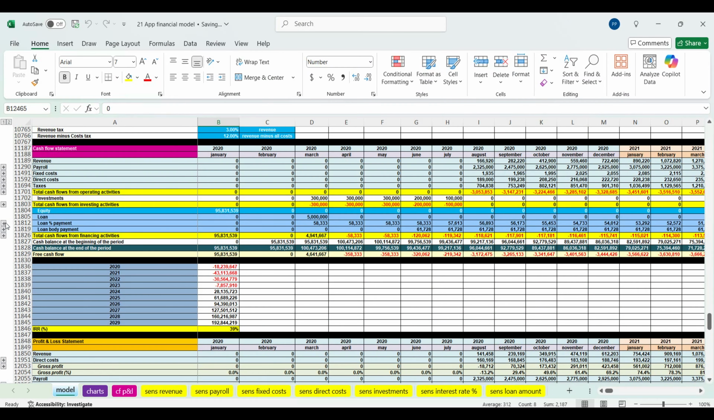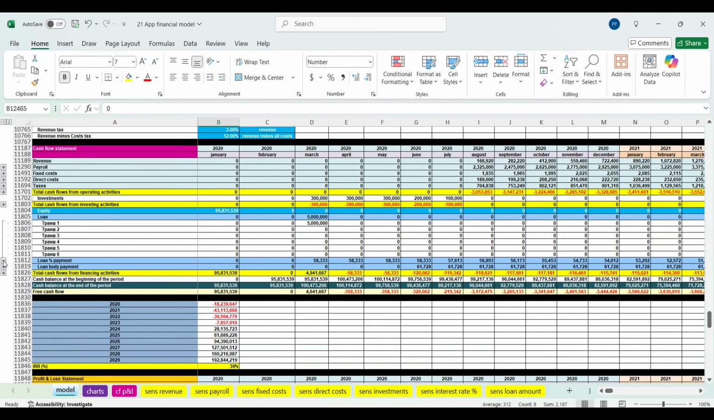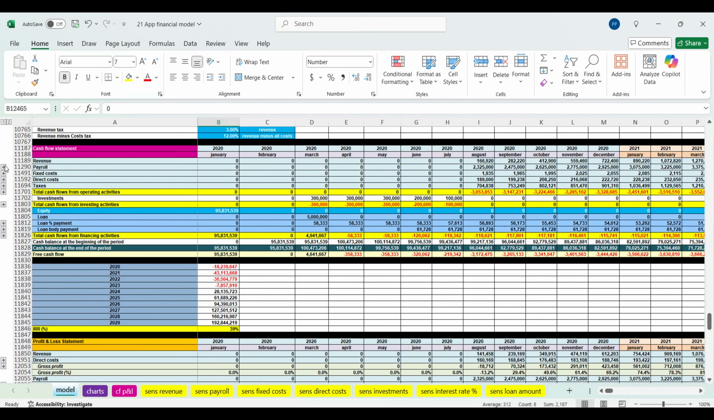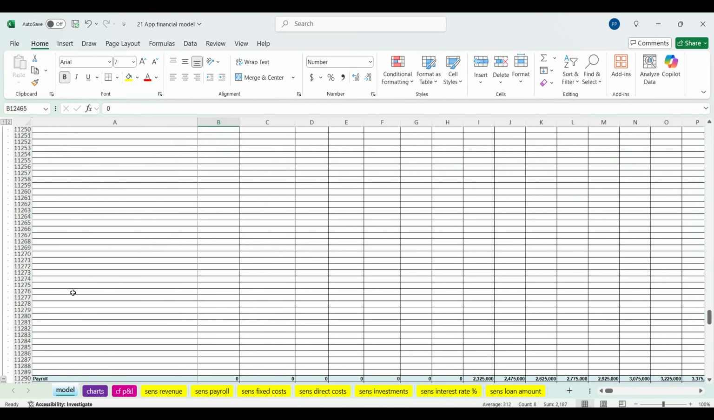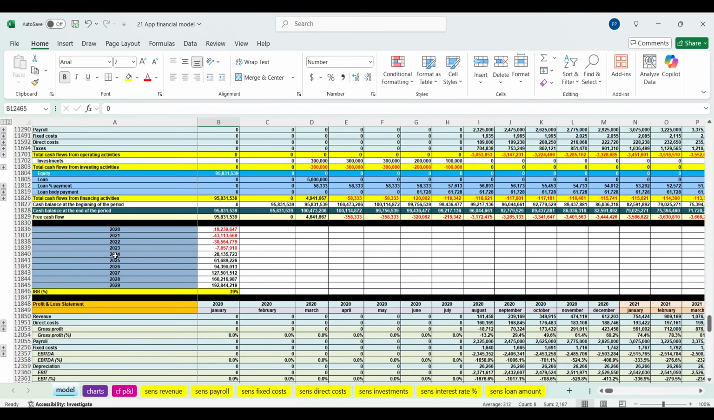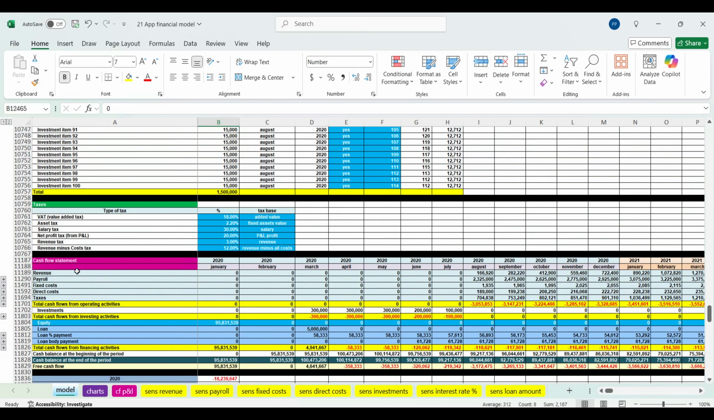So we can press the plus and see all the details of the revenues, payroll, direct costs that are hiding behind these lines, behind these pluses.